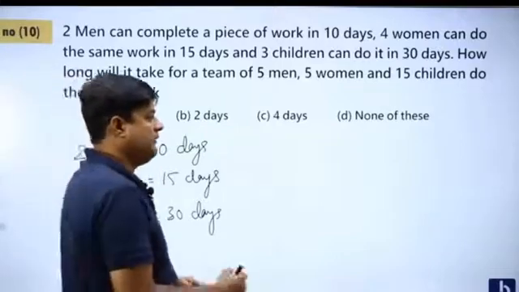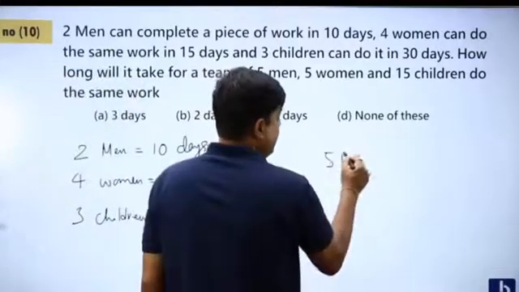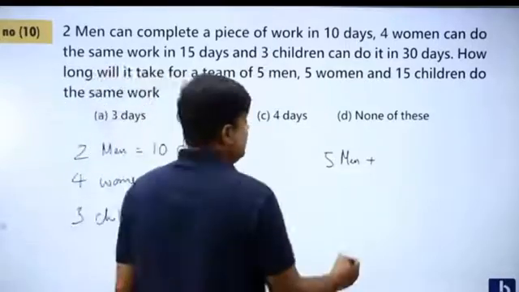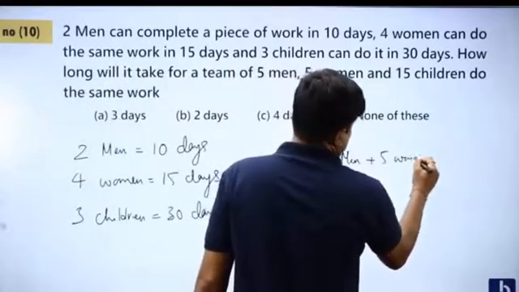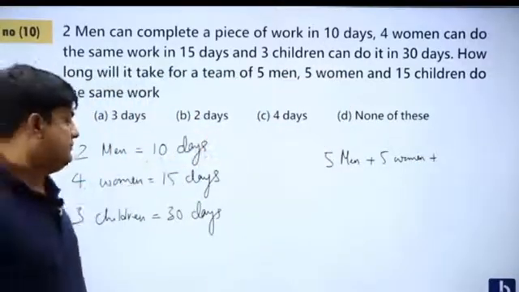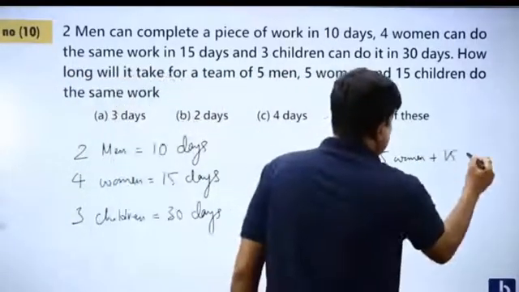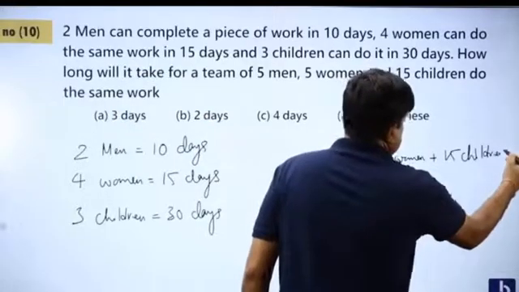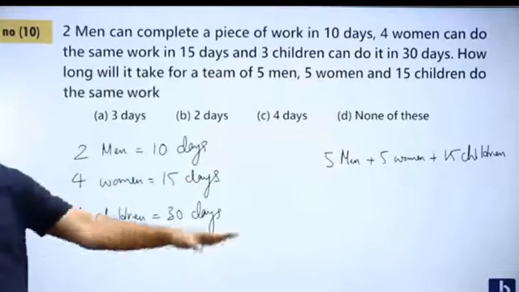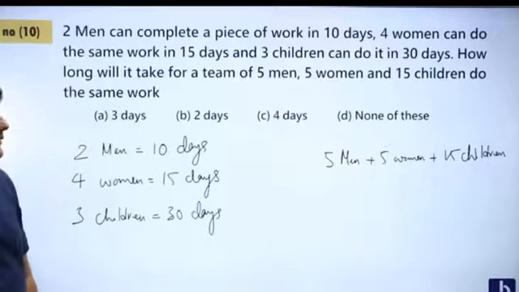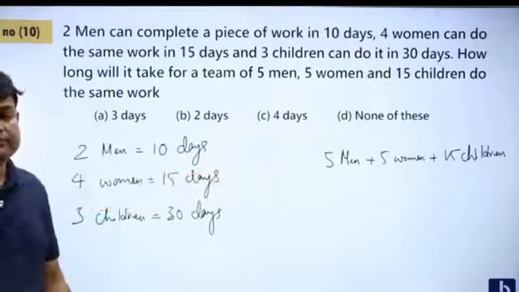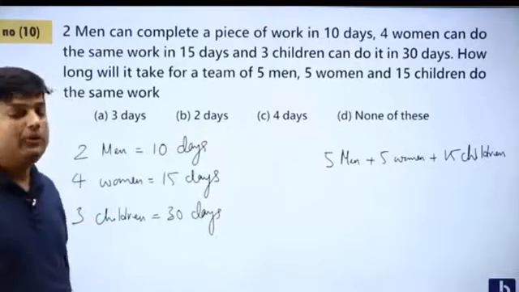5 men, please come. Plus, I want to invite 5 women. 5 women, please come. And 15 children. I want the combined work of all these people. Are you understanding it? I want the work of 5 men, 5 women and 15 children. Is it clear to you? So how to get this answer?